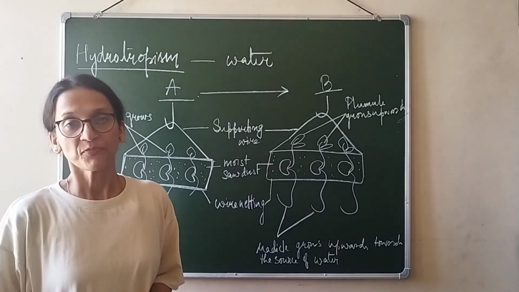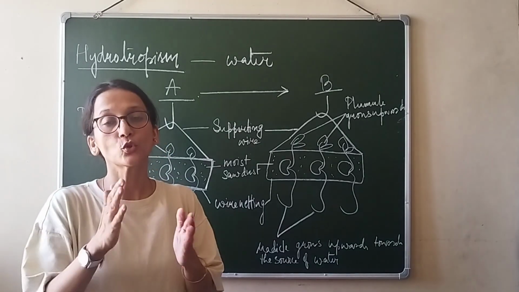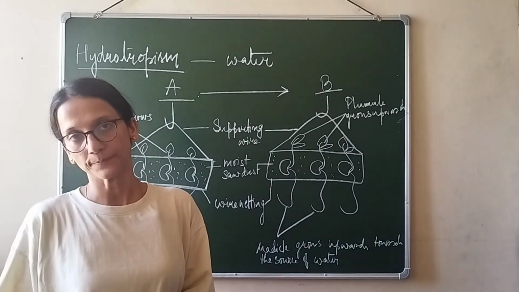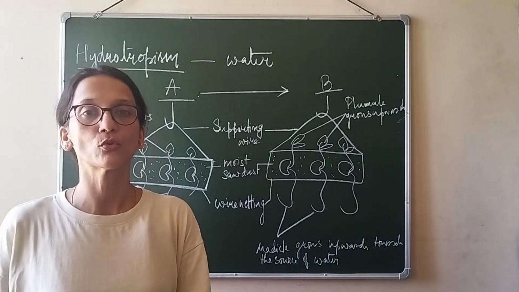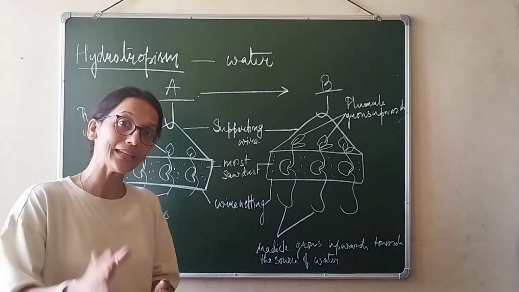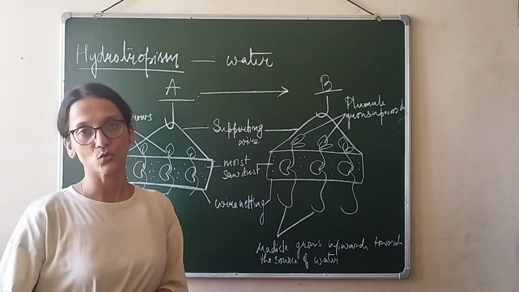So this clearly shows that roots they will always grow towards the direction of the water. If it is towards gravity, definitely it is going to grow downwards, but if it is not, then it will go to that direction where it gets a source of water.